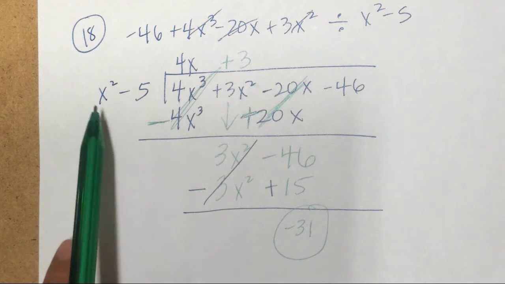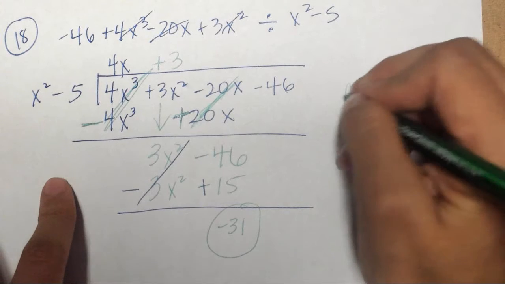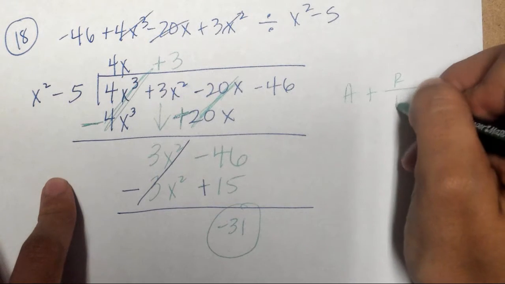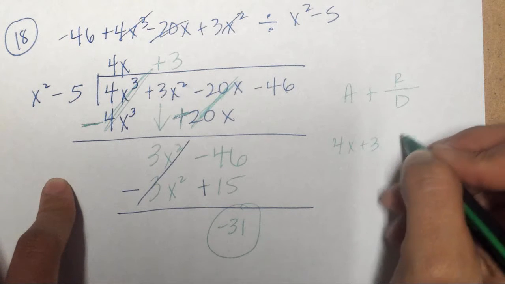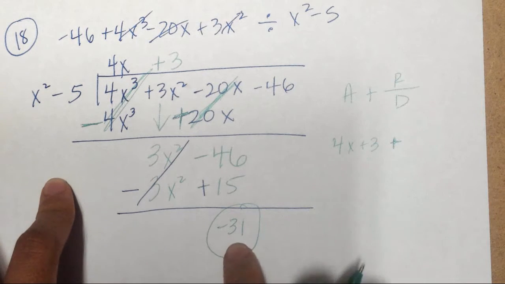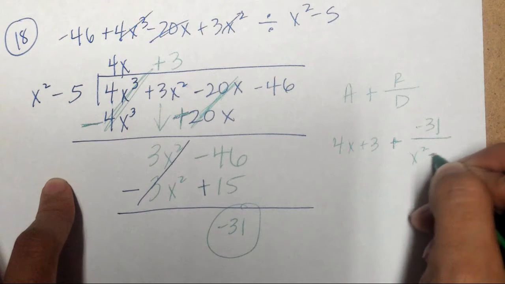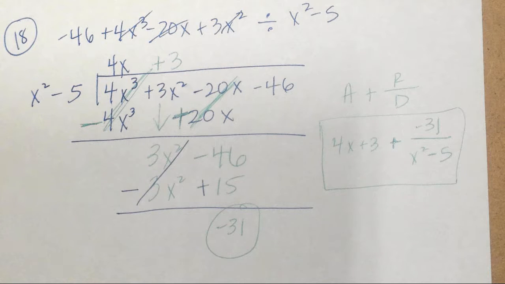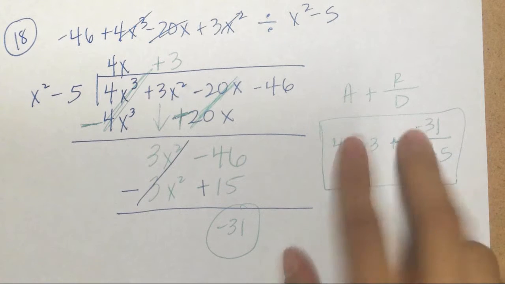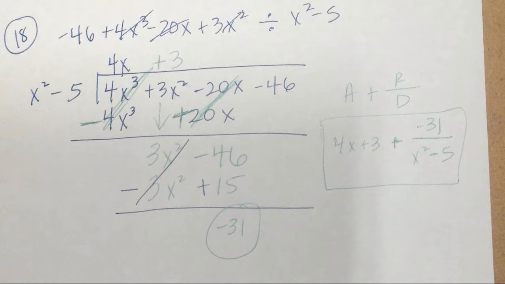So do you guys see here, x squared cannot go into negative 31. So it's always answer plus my remainder over my denominator. So my answer is 4x plus 3 plus my remainder, which is negative 31, over what I divided it by, x squared minus 5. Now if we were doing it in rational form, I would flip and flop it so I could see the transformations better, but here we're just trying to do long division, right? I would flip it this way, but I don't need to right now because we're just doing long division. So you can go ahead and leave your answer like that. That's okay.